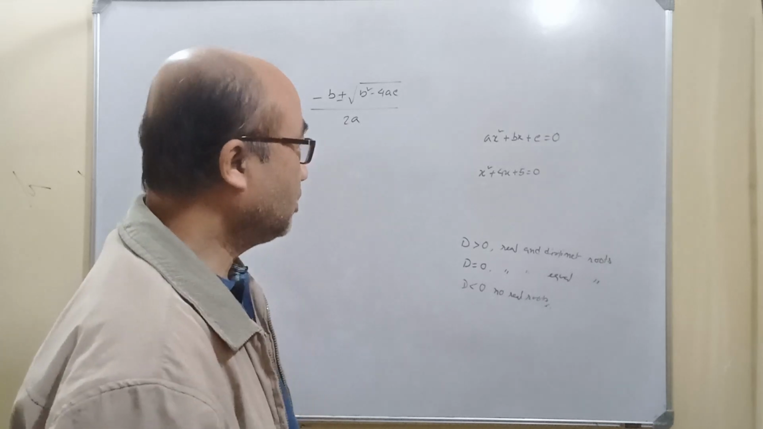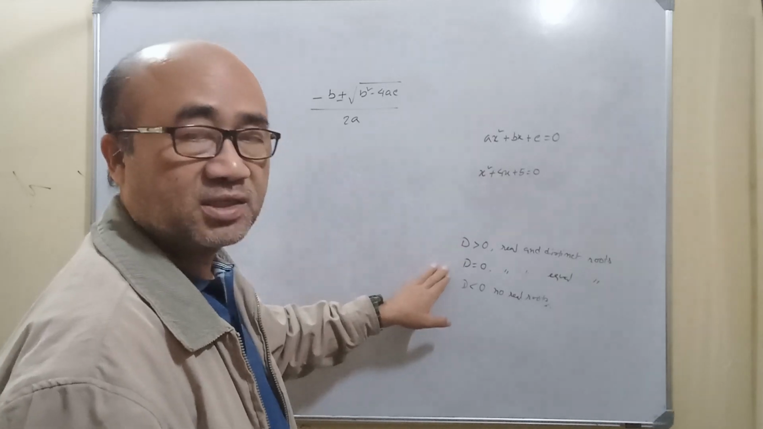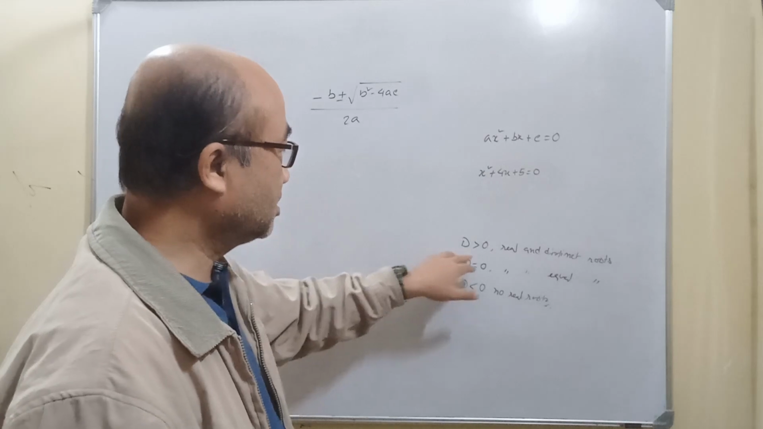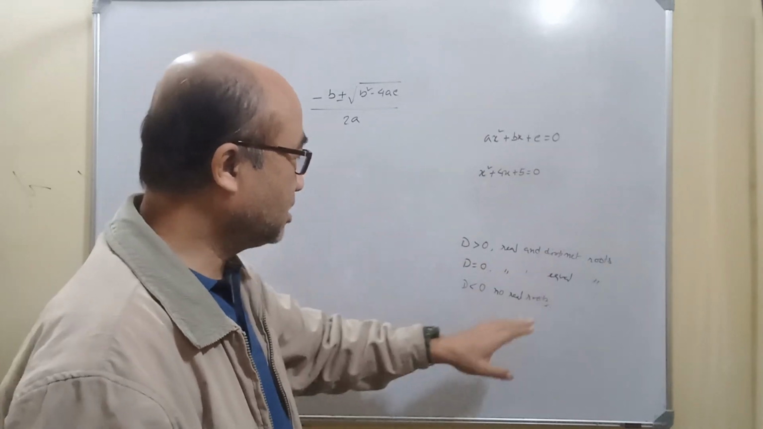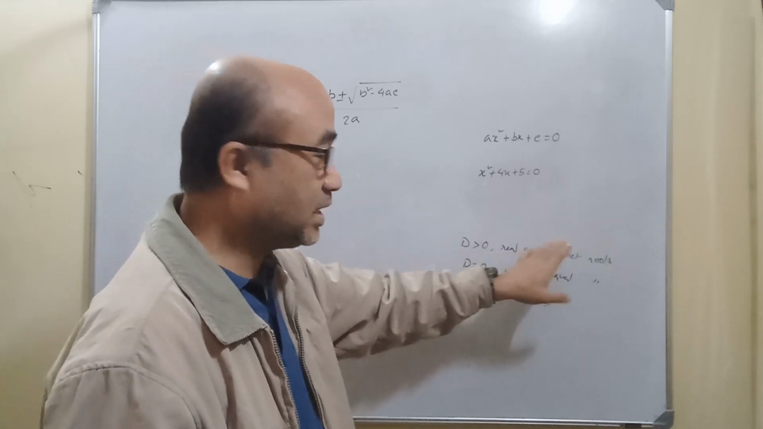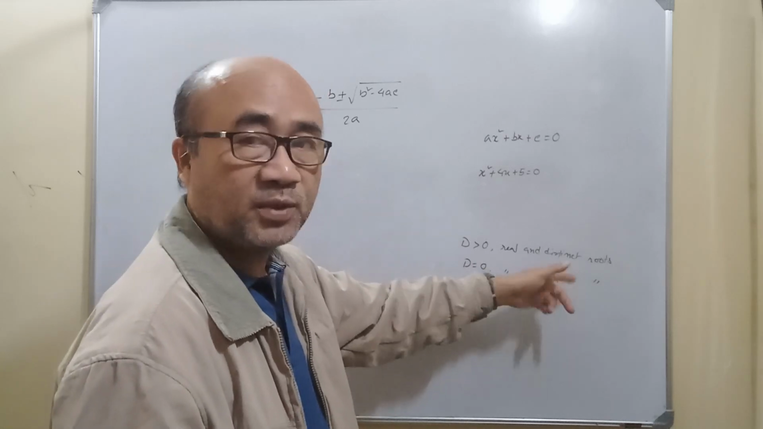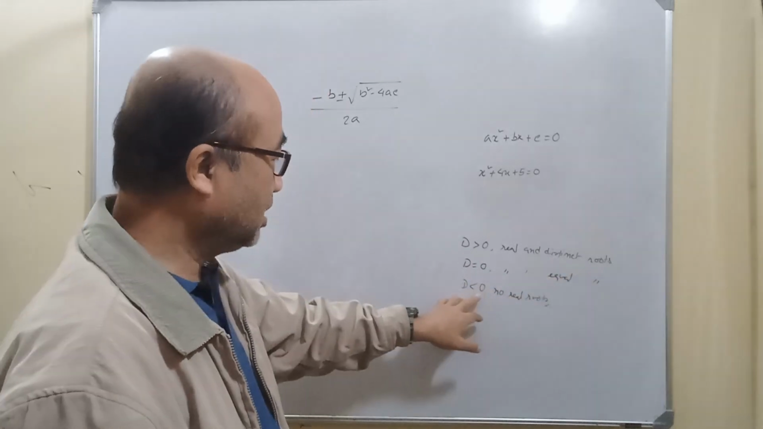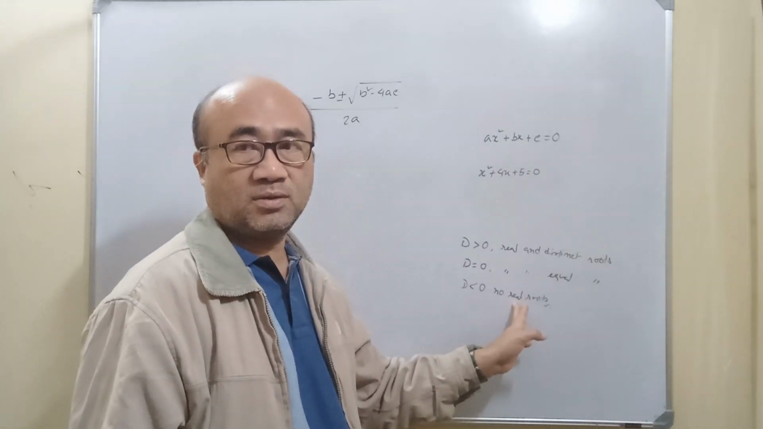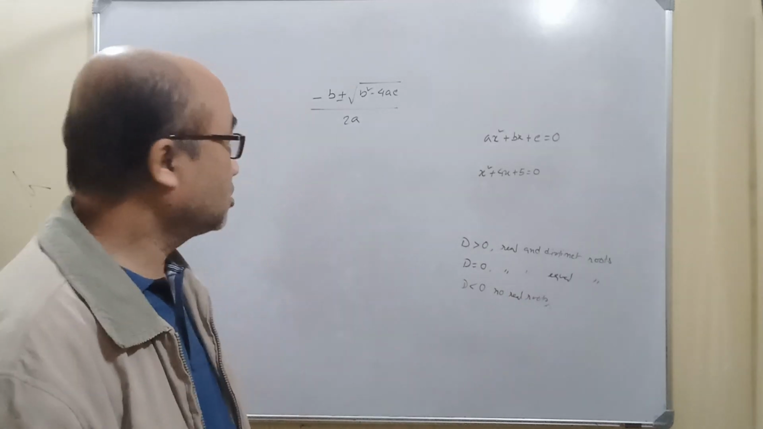Okay, and always remember the use of the discriminant. Why is the discriminant important? If it is greater than 0, then we have real and distinct roots. If it is equal to 0, then we have real and equal or repeating roots. And if it is negative, then we do not get any real solutions. Okay. So let us stop the class today.